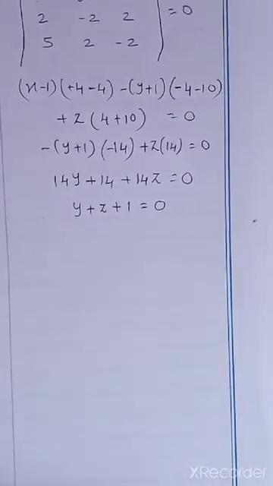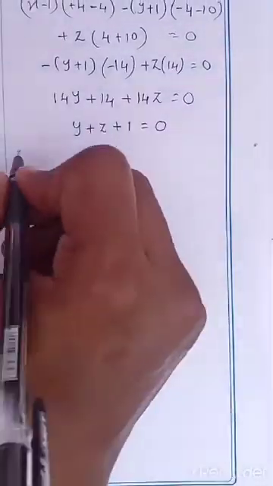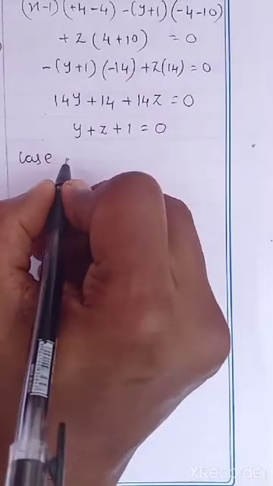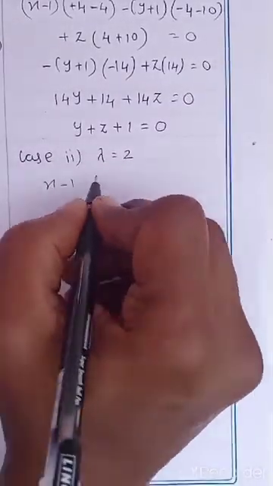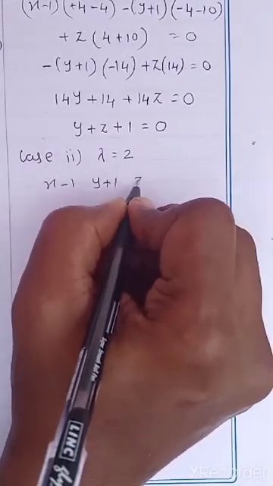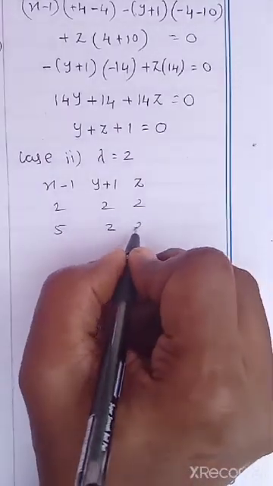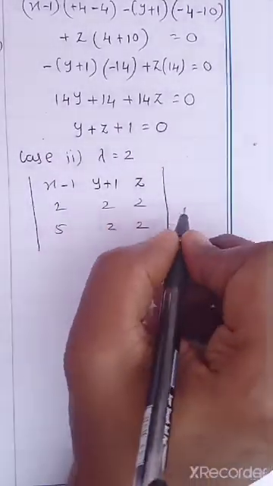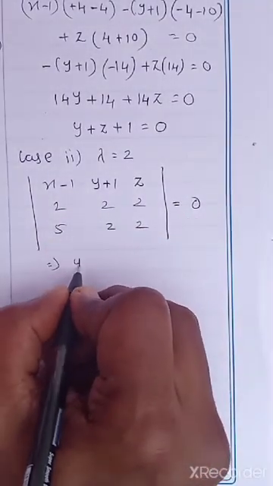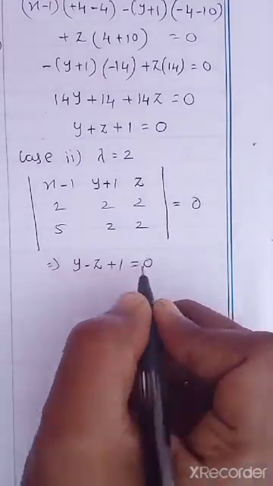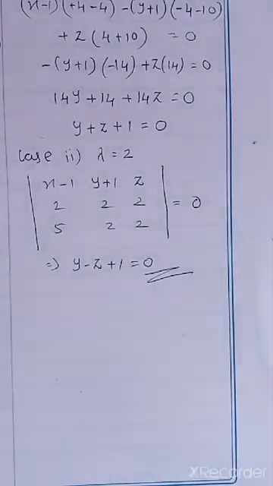Is that right? So again, what we have to find out? When lambda is equal to 2. So your case 2 is what? Lambda equal to 2. Instead of lambda, what you have to substitute? 2. So this will become 2, 2, 2, 5, 2, 2, which is equal to 0. Again, if you simplify this, you will get y minus z plus 1 equal to 0 as your final answer. Is that clear?